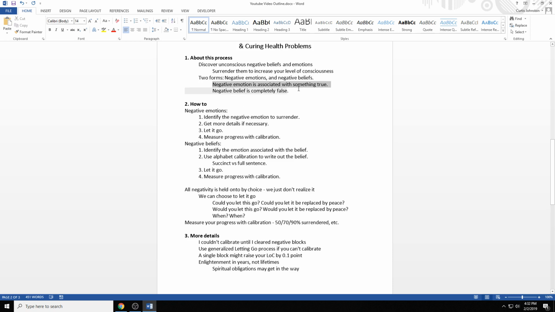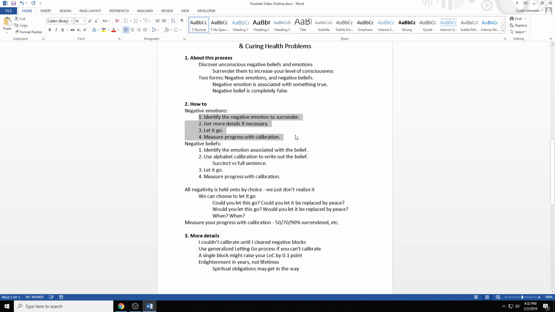Like I said, negative emotion associated with something true. So that's just one specific part of your life where you've chosen subconsciously to feel shame. There's going to be other parts of your life where you've chosen to feel shame as well. So there will be many times, if you're pursuing enlightenment, that you're going to need to surrender some shame along the way, some fear, whatever. So I just wanted to say that.